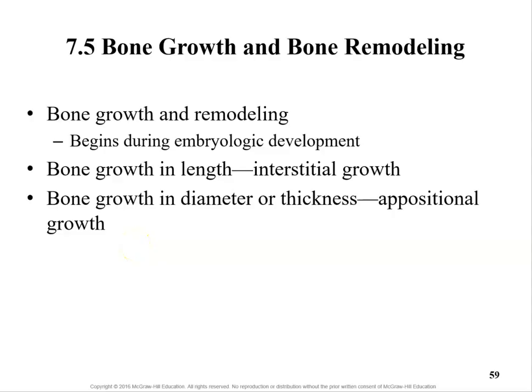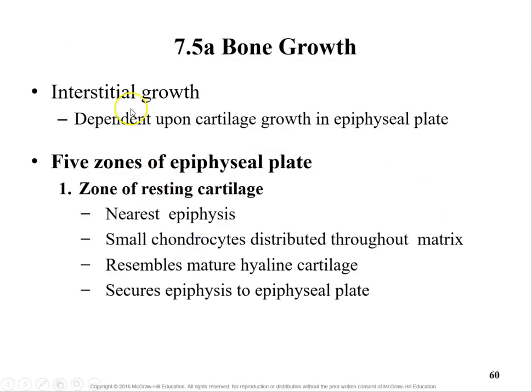Okay, so more on bone growth and bone remodeling. When the bone is growing in length, we call that interstitial growth. When a bone is growing in diameter or its thickness, we call that appositional growth. So let's talk about interstitial growth. This depends upon cartilage growth in the epiphyseal plate. And we're going to talk about 5 zones of the epiphyseal plate, okay?